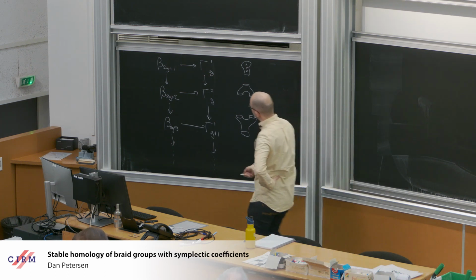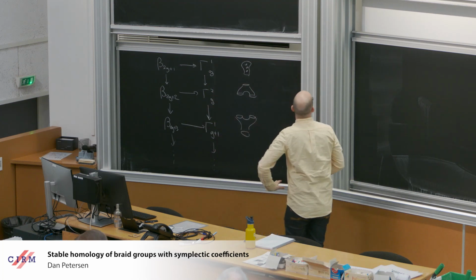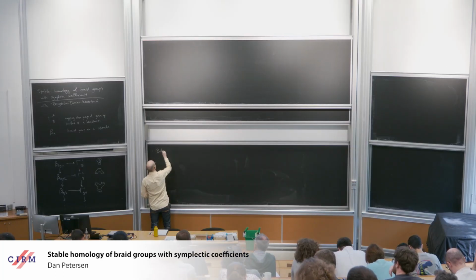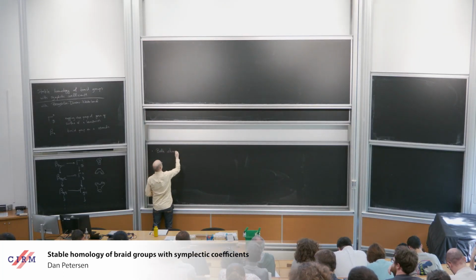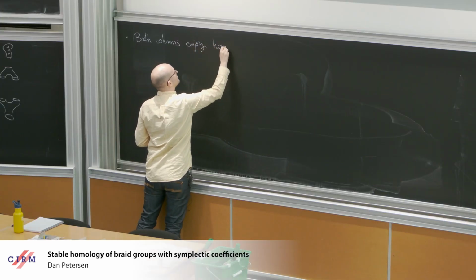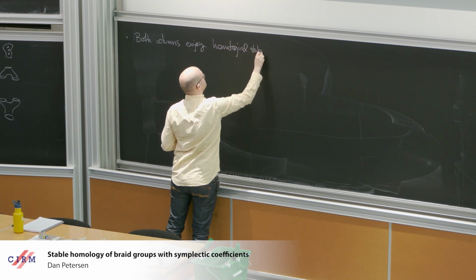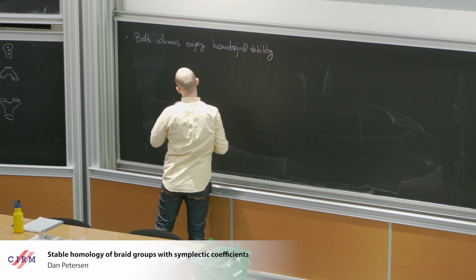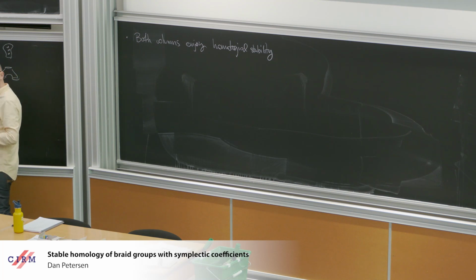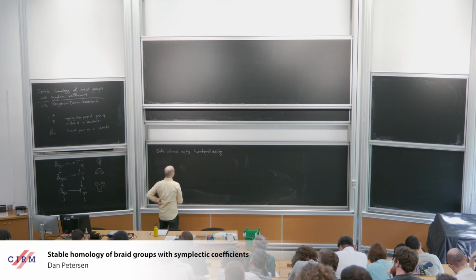And now there are some common features of that column and that column. So both columns enjoy homological stability. So when you increase the number of punctures, you can take the homology of the braid groups and you see homological stability. And also here you're increasing the genus of the mapping class group.